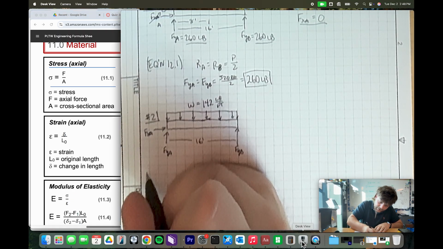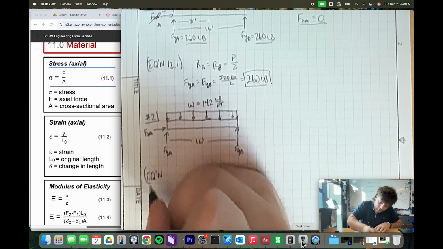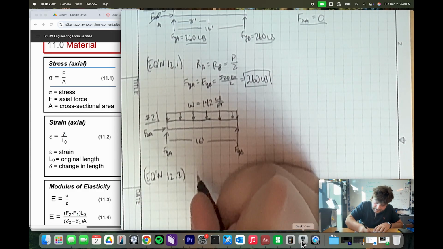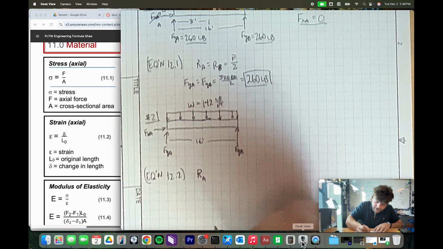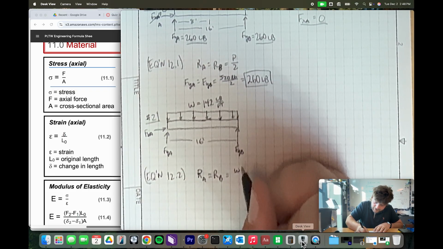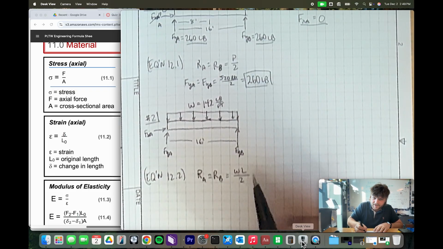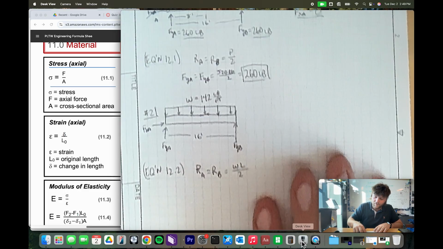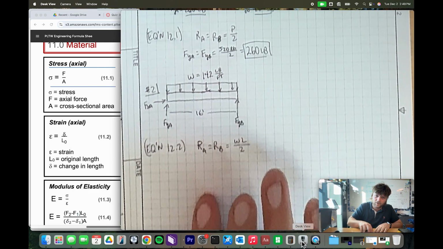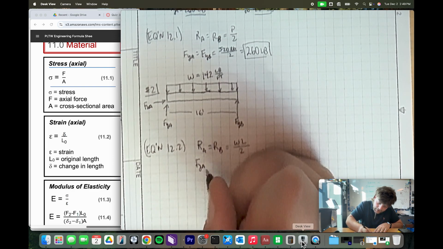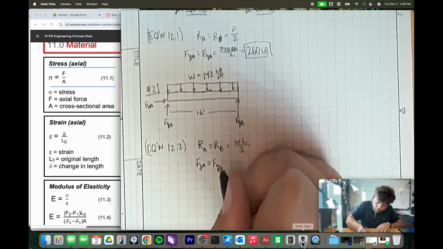So I'm going to write down equation 12.2. What that states is that RA, the reaction, is equal to RB, which is equal to omega times L divided by 2. Remember, lowercase omega is what that W looks like. Now if we take this basic equation and plug in our values, instead of RA, I have FYA, which is equal to FYB.